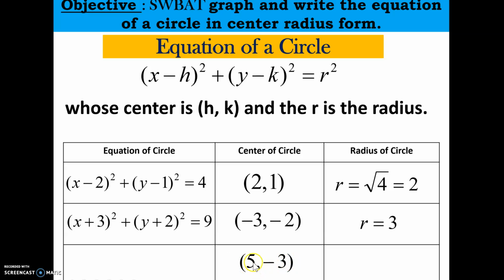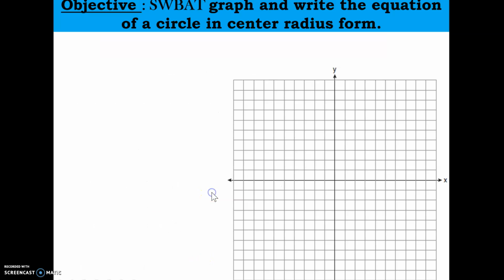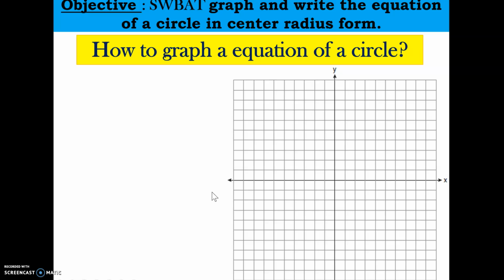What about if the center is at 5, comma negative 3, and the radius is square root of 21? Now, since the x coordinate is positive and the y coordinate is negative, when you plug it back into the equation, it's just going to switch. So it's going to be x minus 5 squared plus y plus 3 squared. And since the radius is in radical form, when you plug it back in, you square it. So it's just going to be equal to 21. Okay, so that's a recap of equation of circle.